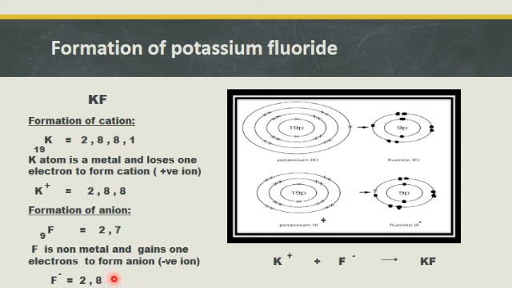Now fluorine is happy, and when fluorine gains 1 electron from potassium, it will have a negative charge on it, so it is an anion. So cation and anion, potassium ion and fluoride ion, their attraction results in the formation of an ionic bond, that is called potassium fluoride.